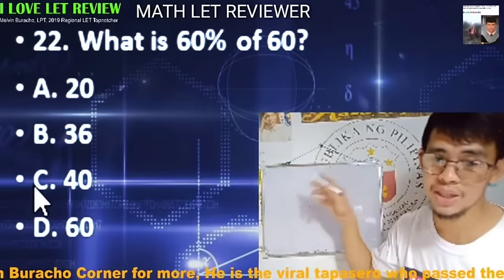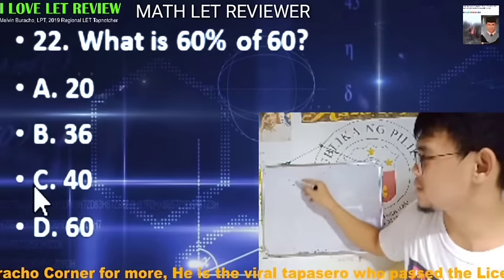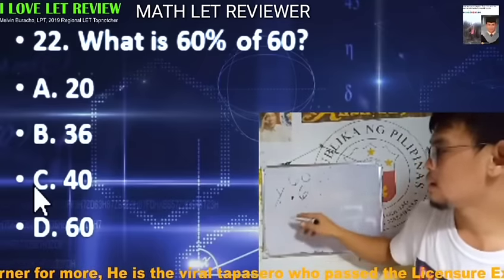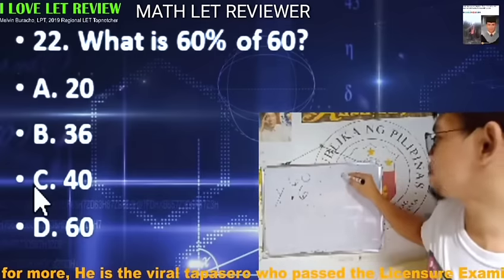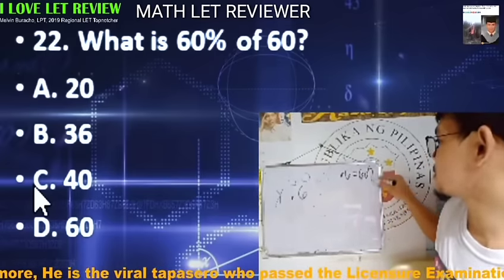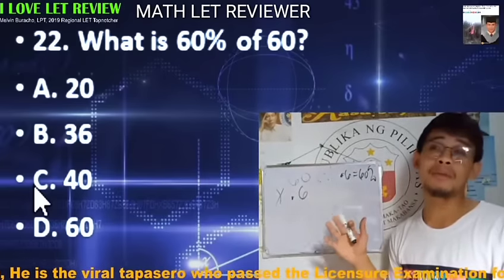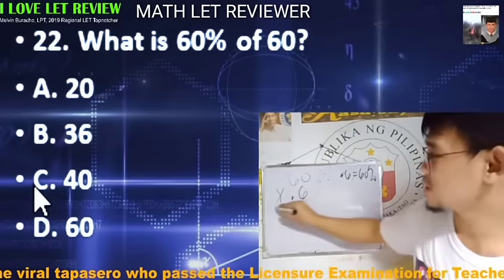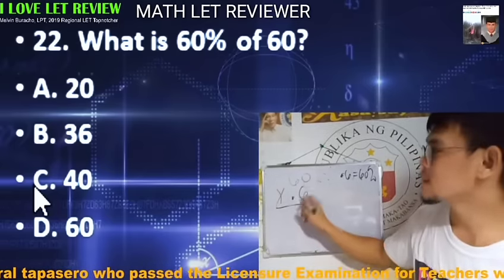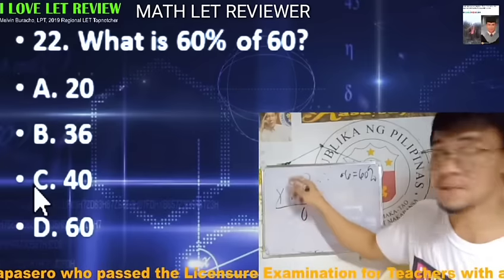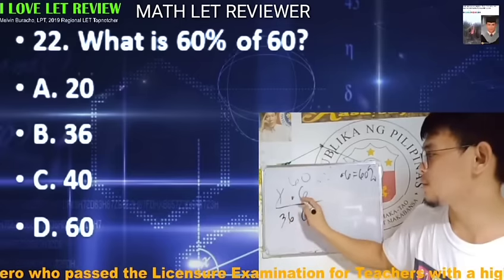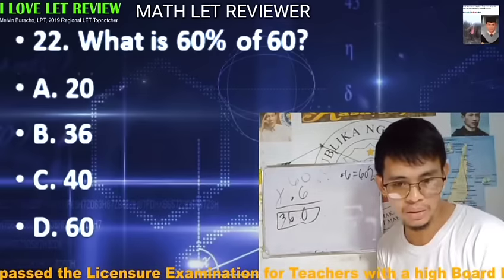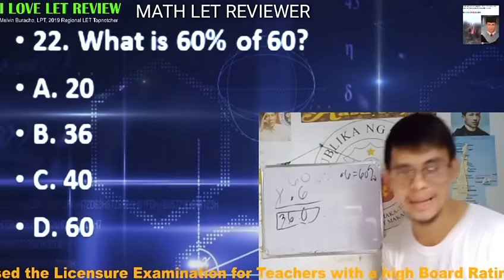What is 60% of 60? What is given? 60. You just have to multiply that by 0.6. Wait. Bakit nagiging 0.6, sir? Dahil si 0.6 at si 60% are the same numbers. Okay? Ito si 0.6 is equal to 60%. Therefore, you just have to do simple multiplication. 6 times 0, 0. 6 times 6, 36. Now, how many decimal points? 1. Therefore, the correct answer is 36. Okay? So, number 22 is 36. Letter B. Di ba?